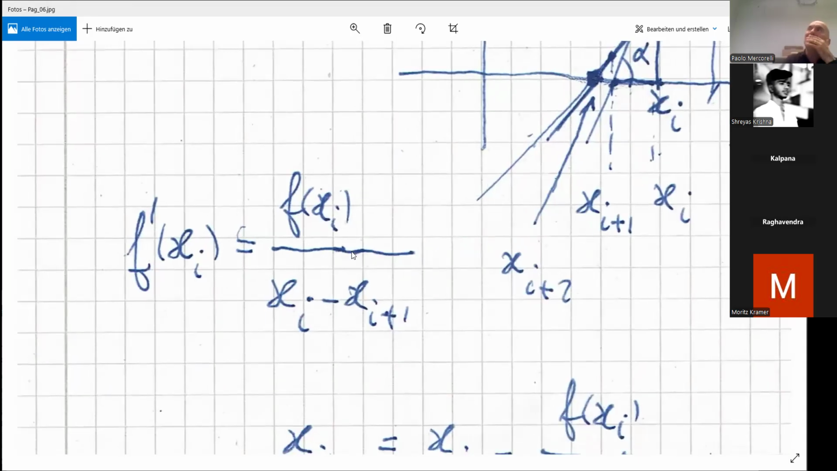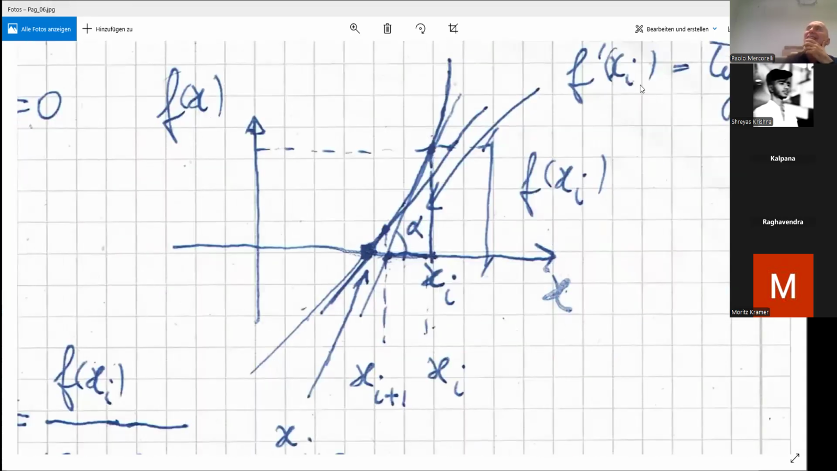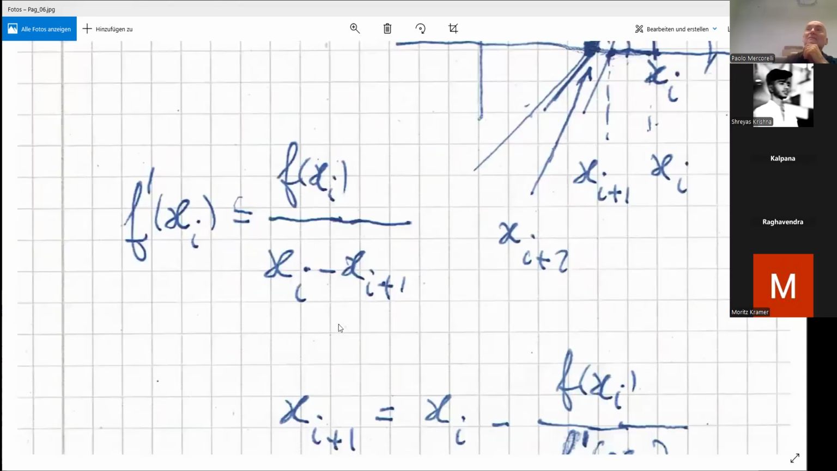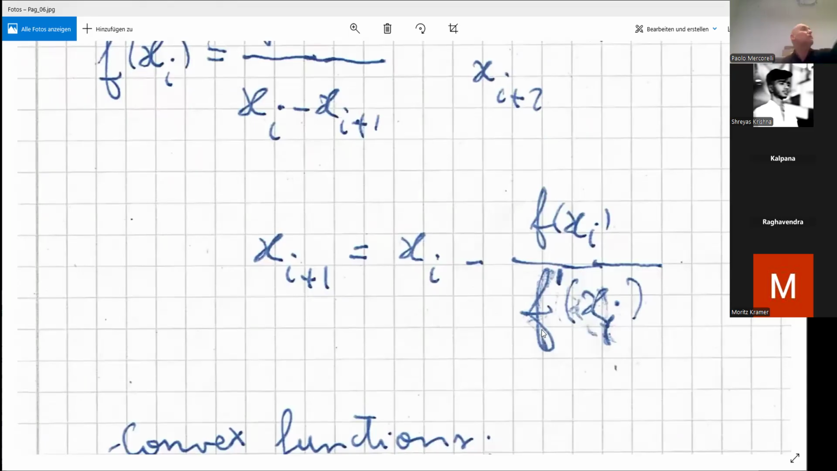I don't know if you remember from high school: the derivative of f at xi means the tangent at this point, which is this distance divided by this distance, representing the tangent of this angle alpha. If I make this expression explicit with respect to xi plus 1, I have the recursivity, because I put xi anywhere, left or right, it doesn't matter how far away. Very important, nevertheless.